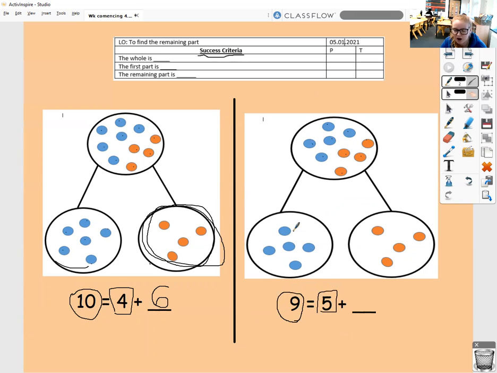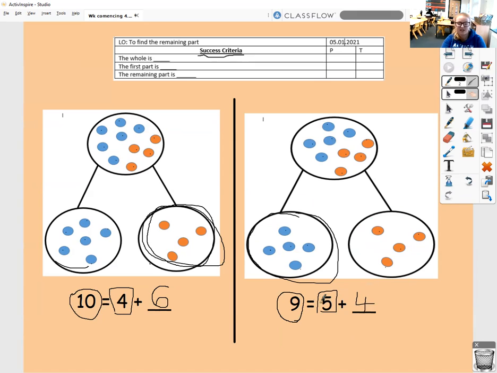Which one of these parts is our first part? Let's look at this one. 1, 2, 3, 4, 5. This is our first part. Our first part is 5. What is our remaining part? If this is our whole and this is our first part, this must be our remaining part. Our remaining part is 1, 2, 3, 4. Our remaining part is 4.